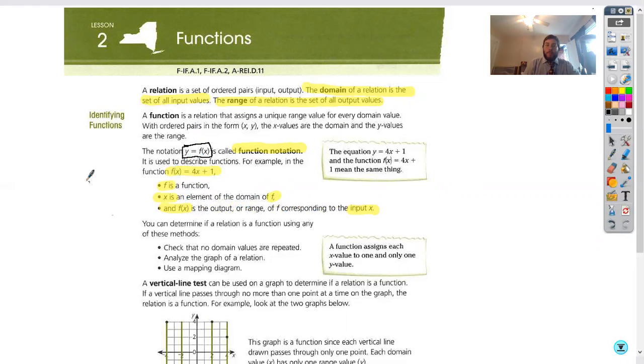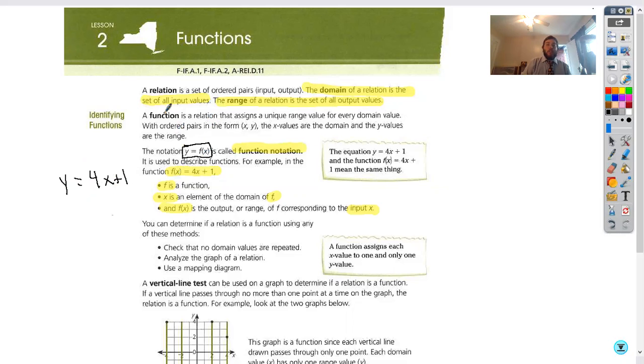So when we have f of x written like that, we might also be a little bit more familiar with y equals 4x plus 1, right? So this is another way to write our function. It's just not in function notation because it doesn't have the f of x, but it still shows that we have the inputs for our x values and the outputs for our y values.